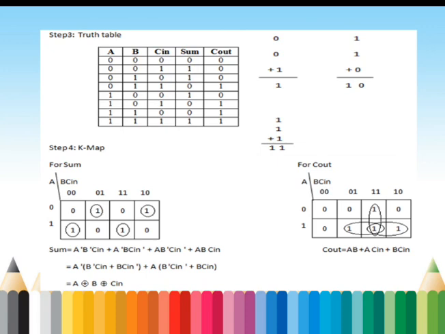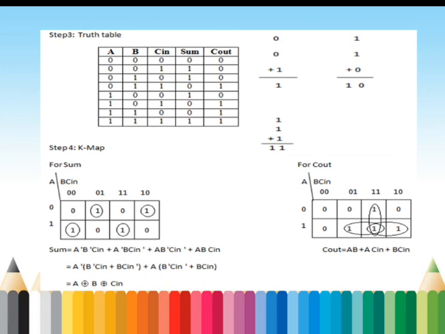All inputs are 0, hence both sum and carry are 0. For input 0, 0, 1, only one 1 is present, thus sum is 1, carry is 0. For input 0, 1, 0, again only one 1 is present, sum is 1, carry is 0. For input 0, 1, 1, two 1s are present, sum is 0, carry is 1.